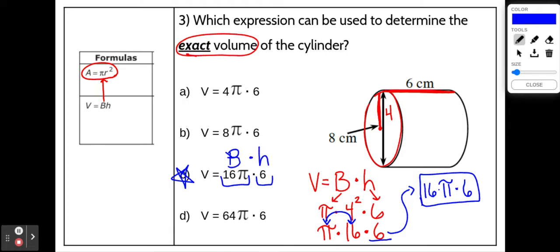Now that would be the exact volume because we leave it in terms of pi. We're not multiplying it by 3.14 because as soon as you do that, it becomes a rounded answer, because pi is an irrational number and we round it to 3.14.